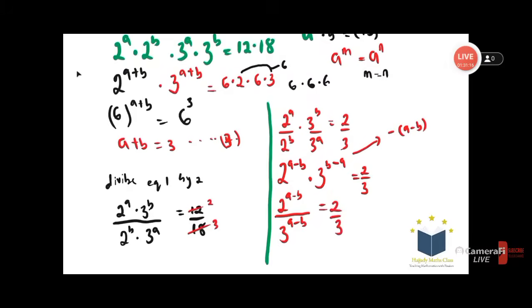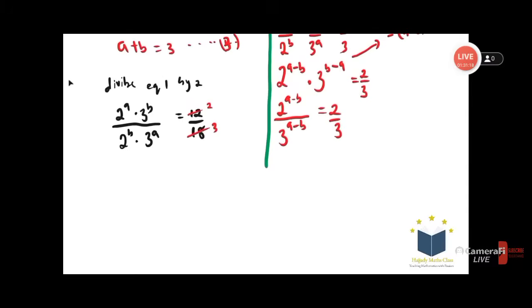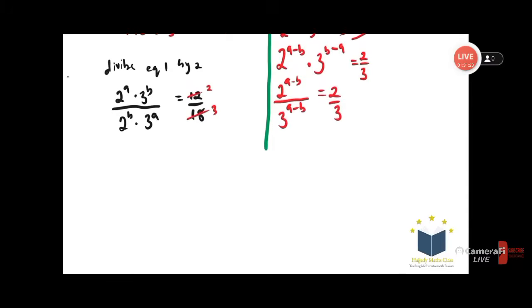So with this, we can form equation 4. Forming my equation 4, since we have the same power, here I have 2 over 3 to the power of a minus b equal 2 over 3 to the power of 1. So forming equation 4, I have a minus b equal 1. Let me call that my equation 4.